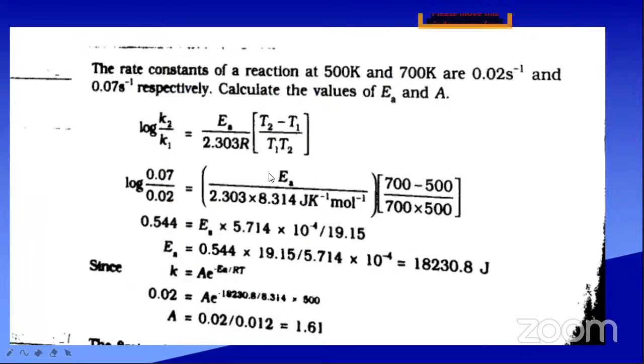This is one of the problems regarding the Arrhenius equation. The rate constant is given at 500 Kelvin and 700 Kelvin: 0.02 at 500 Kelvin and 0.07 at 700 Kelvin. Calculate the activation energy Ea and the Arrhenius factor A. One formula is log K2 by K1 equals Ea by 2.303 R into T2 minus T1 by T1 T2.